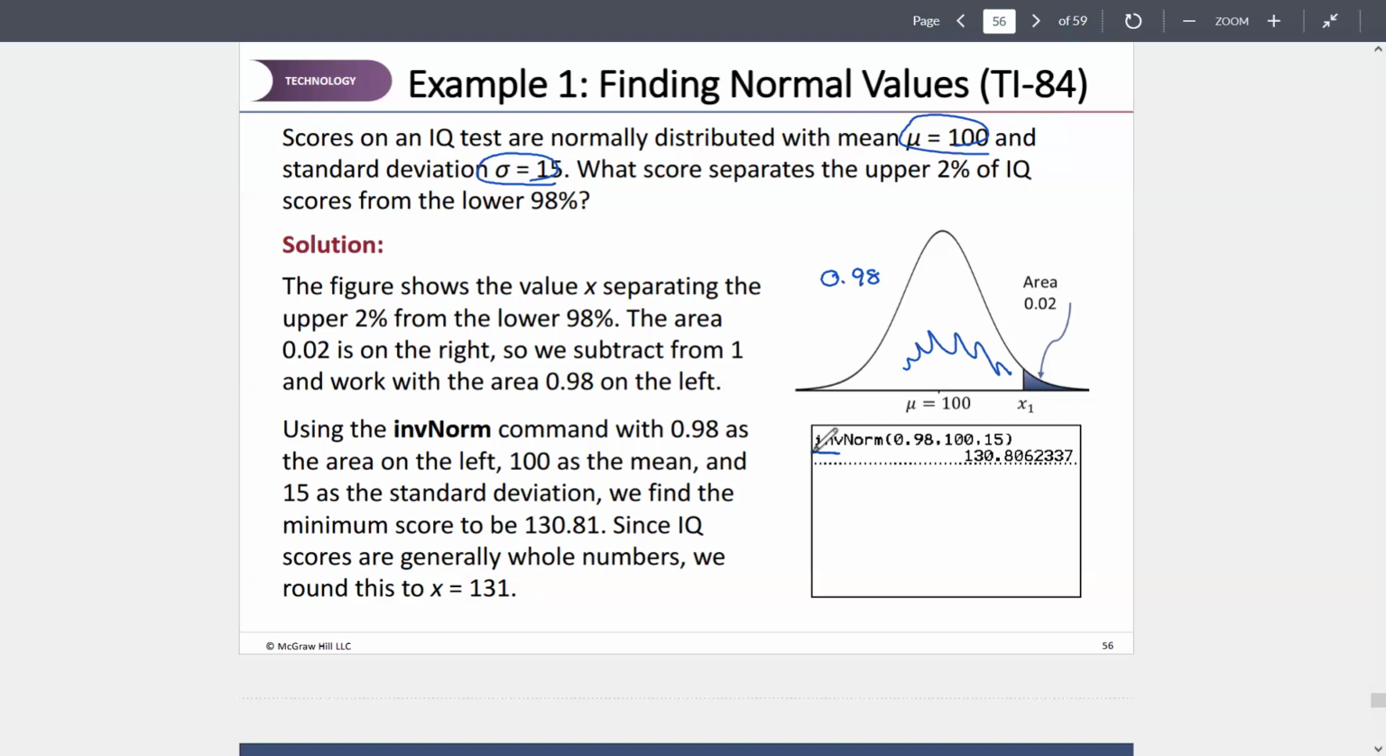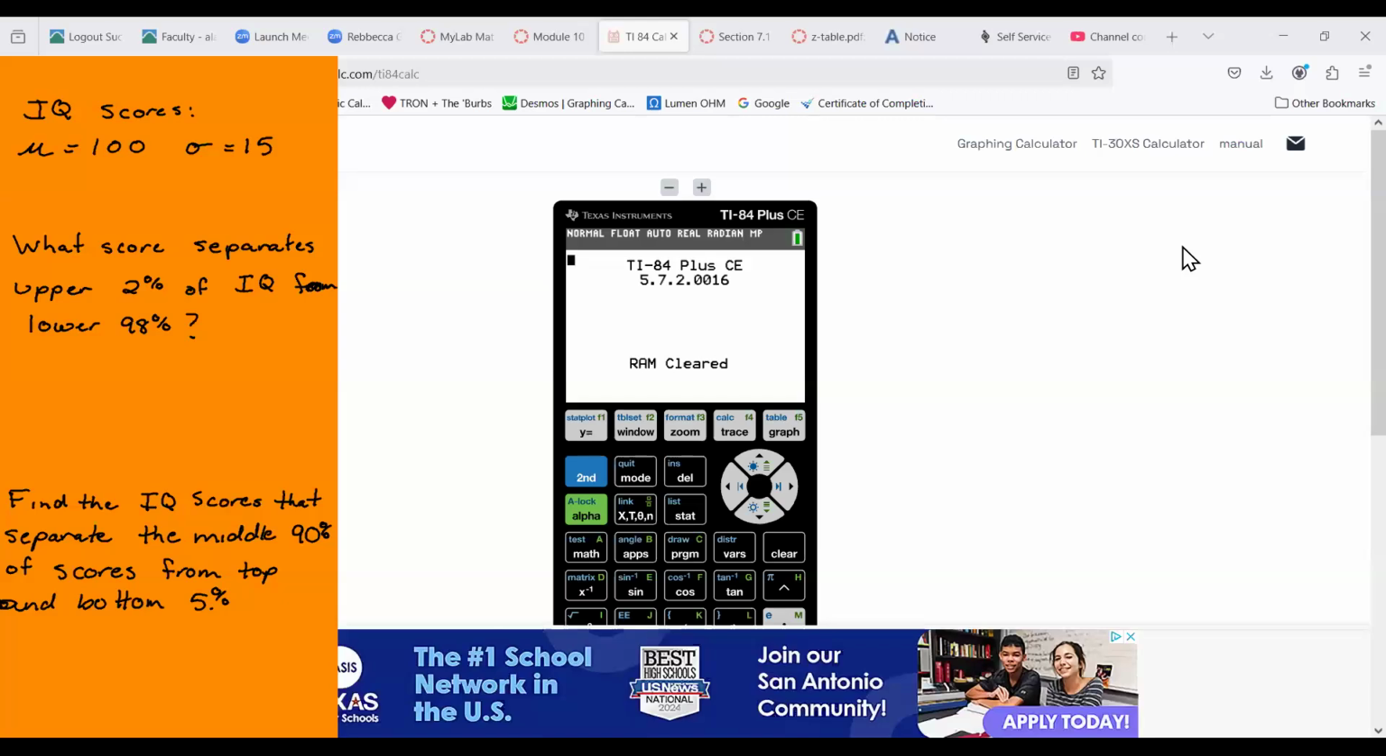So when you enter in your invNorm, going backwards, you need, like I said, to have that area, that mean, and that standard deviation. So let me show you this with actually the TI-84. These are the 2 questions we had last time as far as those IQs went. Like I said, what score separates the upper 2% from the lower 98%? So we're looking for this value here that separates the 2% I have up here, and the 0.98 that I have below that score.